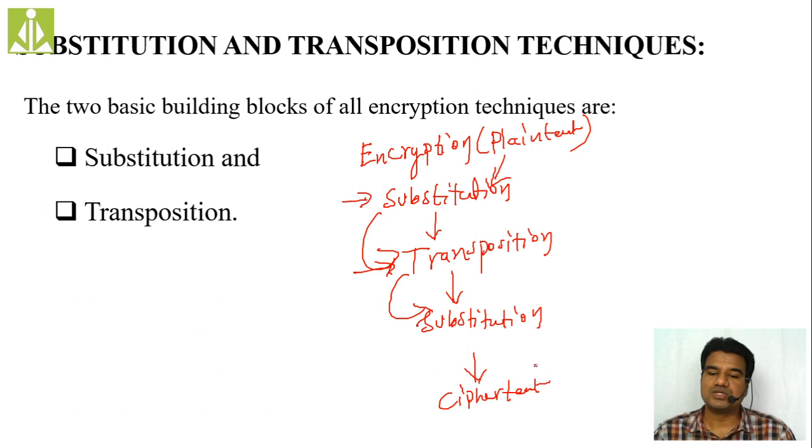So when you perform the decryption, how do we go? We go in the reverse. So ultimately we'll follow the same. First we'll perform the substitution to the ciphertext, and then we'll perform the transposition to that intermediary text, and again we'll perform the substitution to get the plain text. In this way they will perform the decryption.